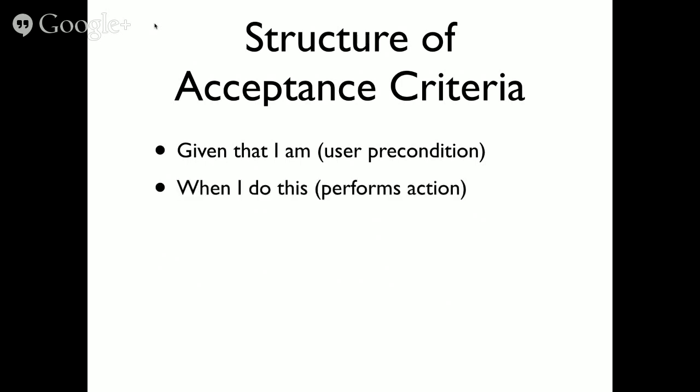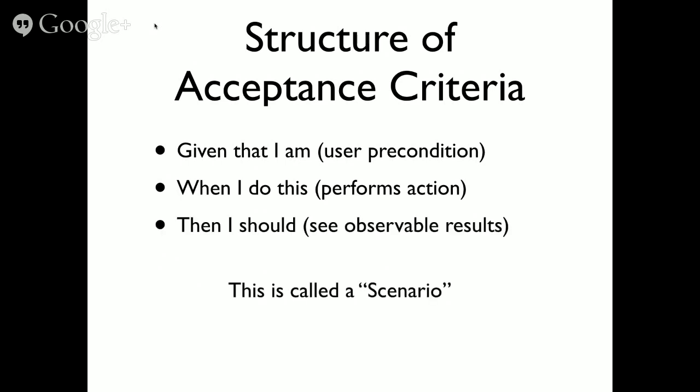So the structure of acceptance criteria is, given that I am a user, and maybe it's a user that is logged in as a student. Maybe it's a user that's logged in as an admin. Maybe it's a user that's logged in as an author, if it's a site where you're publishing data. When I do this, the user performs an action, then I should see an observable result. And this is called a scenario. And each of the above components of that scenario are a step.